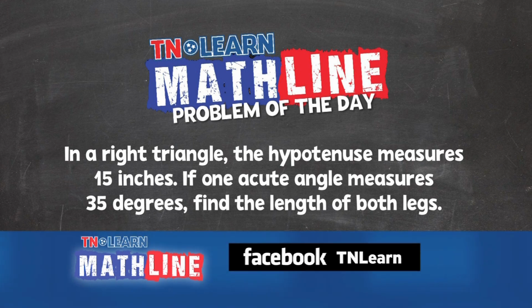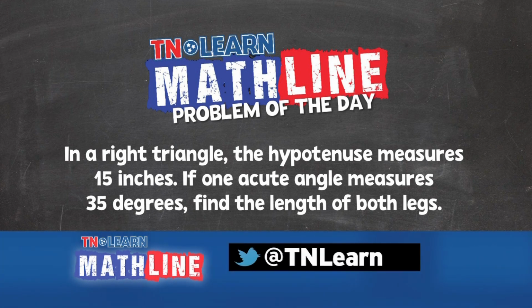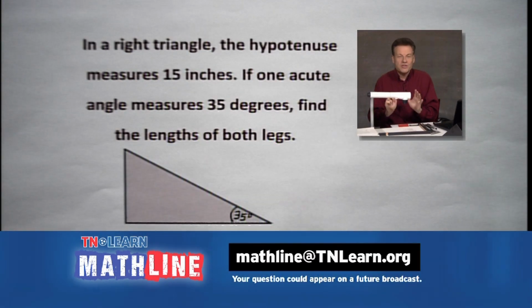All right, so we've got a right triangle, a hypotenuse given to us, 15 inches. If one acute angle measures 35 degrees, find the length of both legs. All right, that just doesn't sound like a lot of information, does it? So many times when we look at right triangles, we're talking about a squared, b squared, and c squared. So today, let's take a look at this guy, and I'm going to go ahead and choose where we're going to put the 35 degrees.